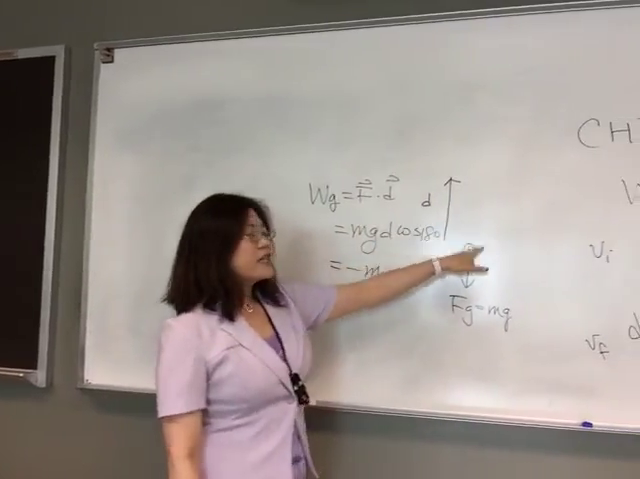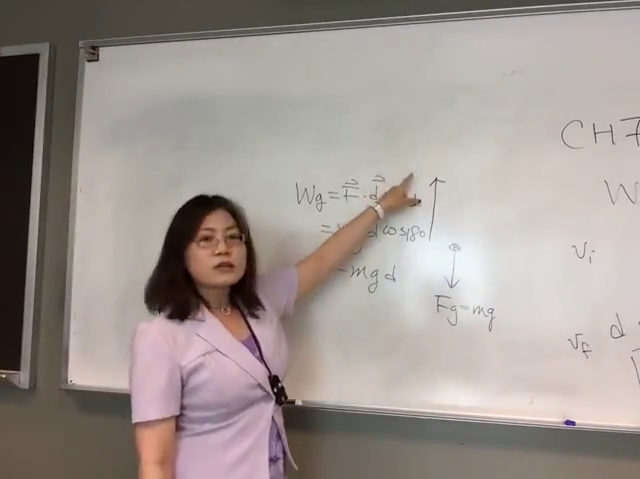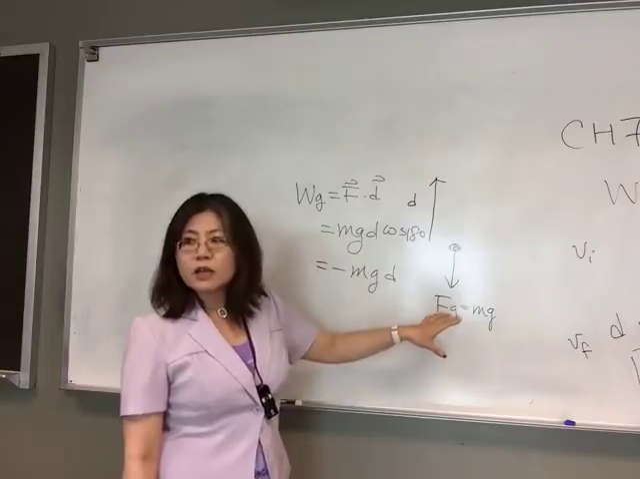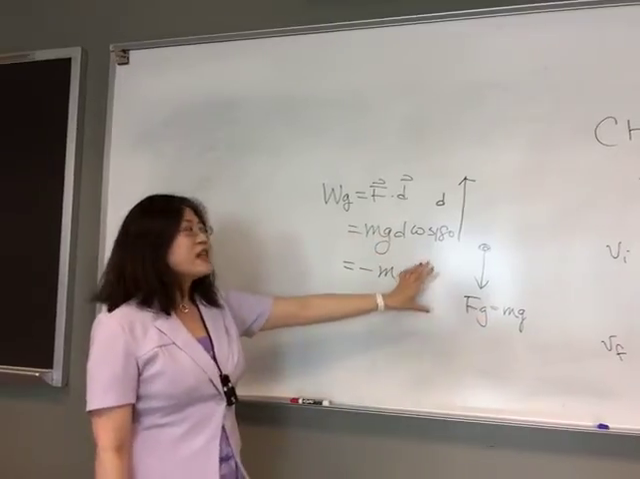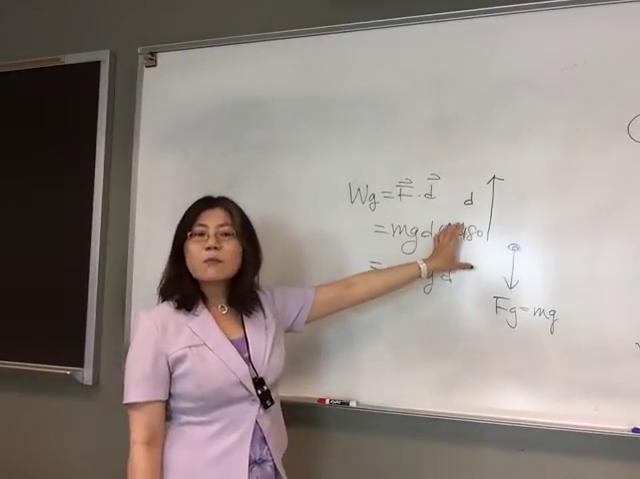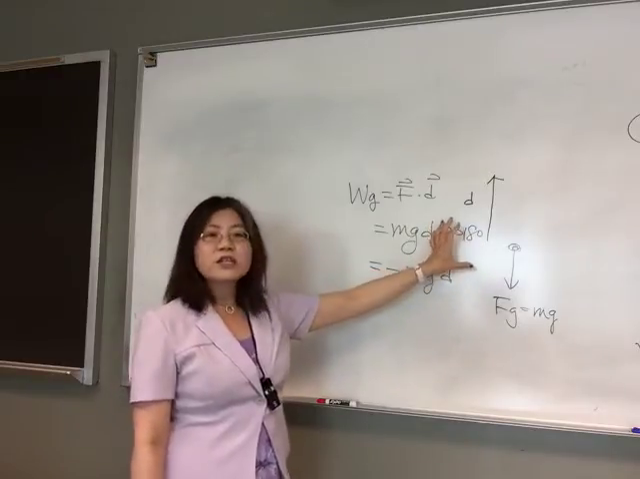In this case, this is the direction of the force. This is the direction of displacement. They differ by 180 degrees. So gravitational force does negative work. What are the implications when the force does negative work?